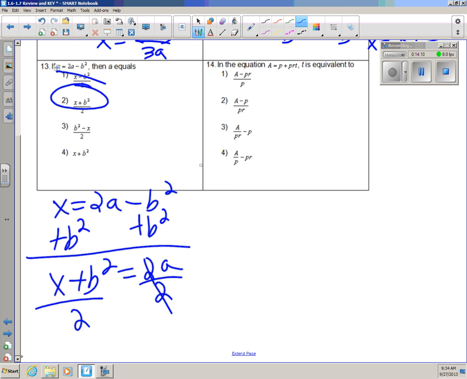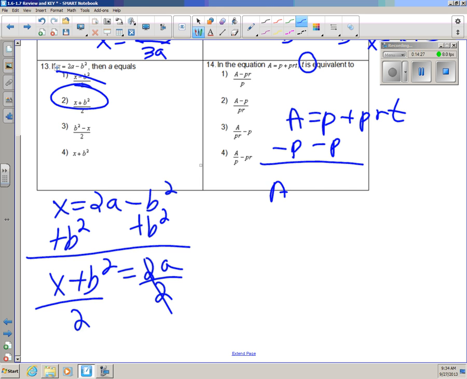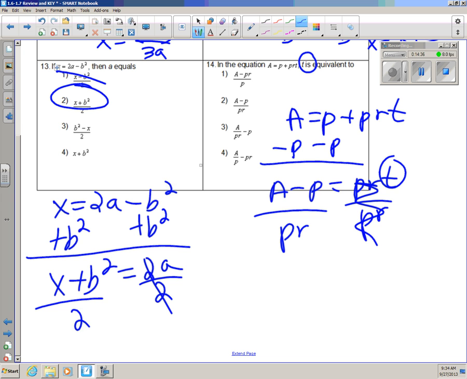A equals p plus PRT in the equation. Okay, so it looks as though what's happening is, oh, t, sorry, they want to solve for t. That's what I was trying to figure out. A equals p plus PRT. Well, let's bring the p, the single p, to the left-hand side. T is being multiplied by p and r. Let's divide both sides by p and r. A minus p over PR. Oh, here it is. Okay, let's keep going.